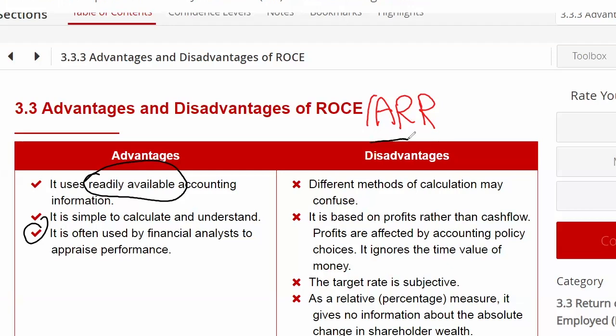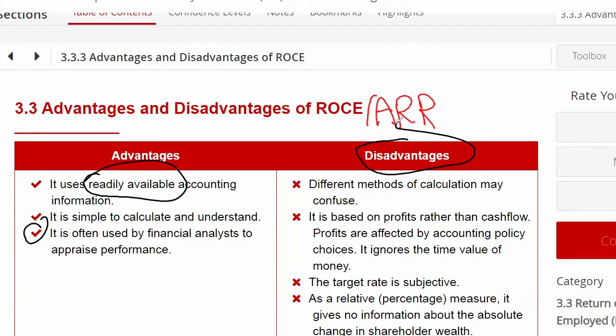But it also has some disadvantages. The first disadvantage: different methods of calculation. As we discussed, it can be calculated on the basis of average investment, and it can also be calculated using the initial investment. So different methods of calculation can create confusion. The second disadvantage: this method is based on accounting profits, and accounting profits are subject to accounting policies and accounting estimates, meaning they are easy to manipulate. And accounting profits ignore the time value of money.